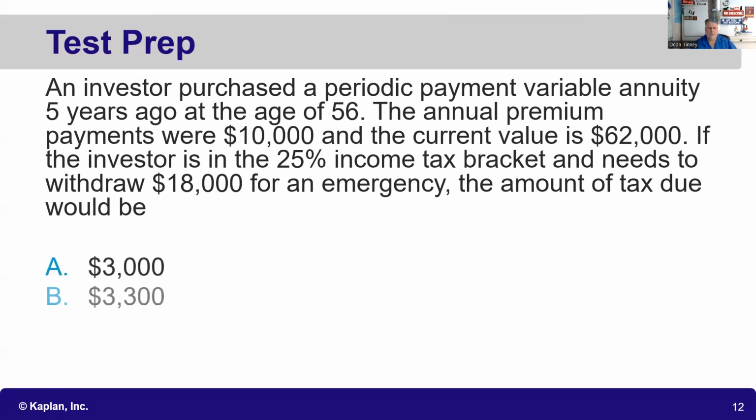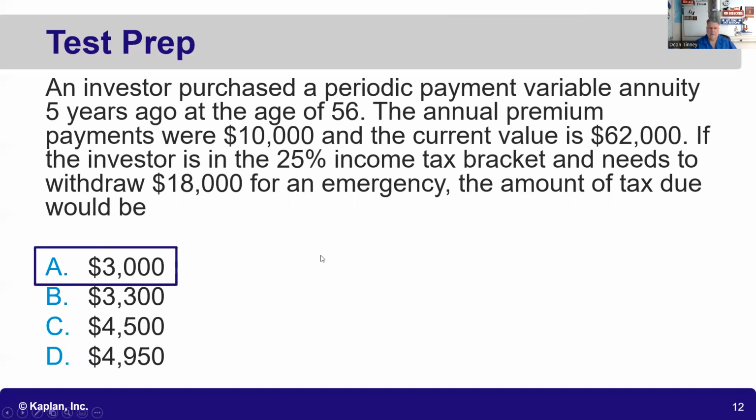The amount of tax due will be... So what I'm going to do is take my calculator and say, okay, well, $12,000 is LIFO, times 25%. And I get $3,000 as being the tax due. Very testable. If you're taking notes when I go over these questions with you, maybe you make a flashcard: LIFO, last in, first out. It's very testable to know that on a variable annuity.